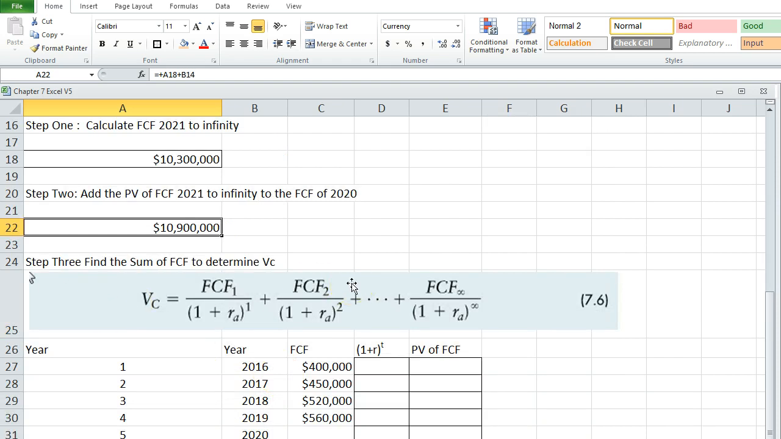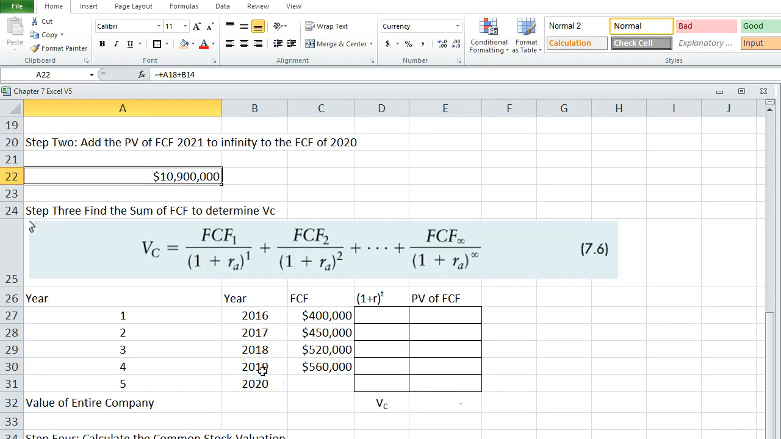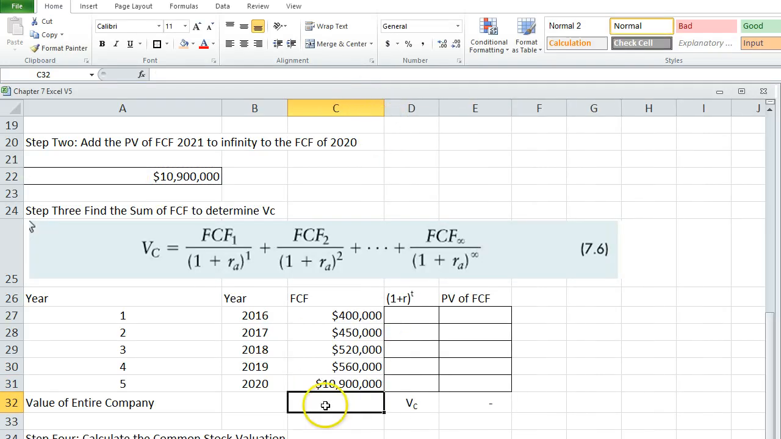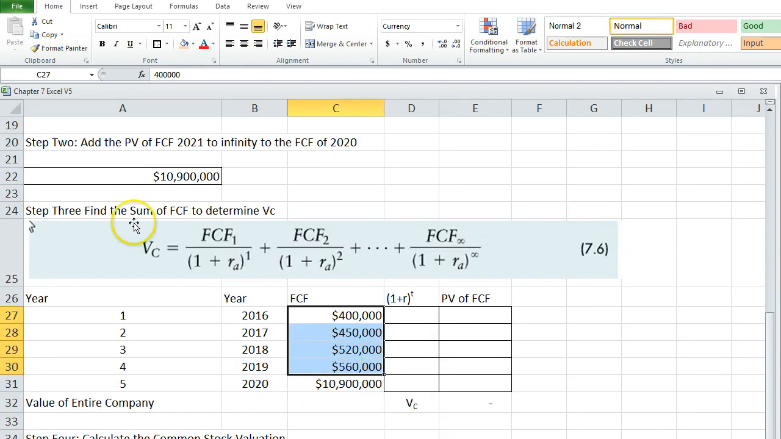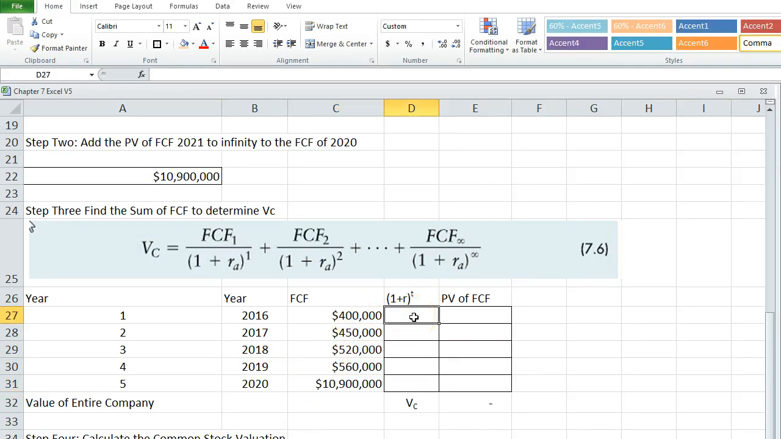Okay, moving to step 3. Here's the formula for step 3. So we're basically finding the present value of the free cash flow. In here, I have the free cash flows laid out. What we're going to do in year 5 is just bring this number down. This becomes our year 5 number. So here we have, and these are coming from up here, 2016 to 2019 I put in here, and then I'm using this new number we created in step 2 for our 2020.